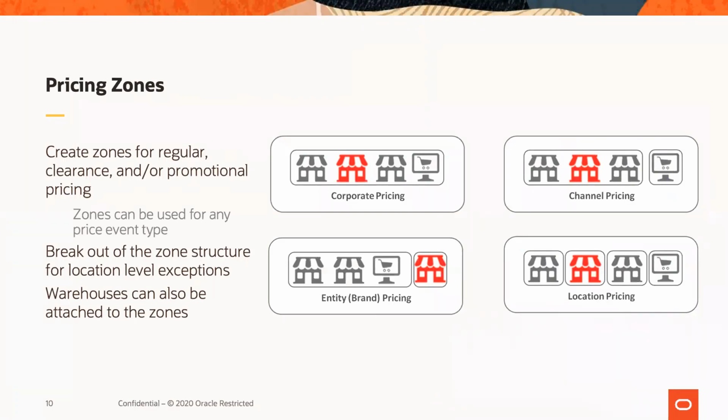First is pricing zones. If you're familiar with price zones in RPM, the ones that are in the pricing cloud service are similar. You use them to group locations together that will have similar pricing. One thing that's a little bit different with the pricing cloud service is that we don't have a specific type associated with the zone, so they can be used for any type of price event.